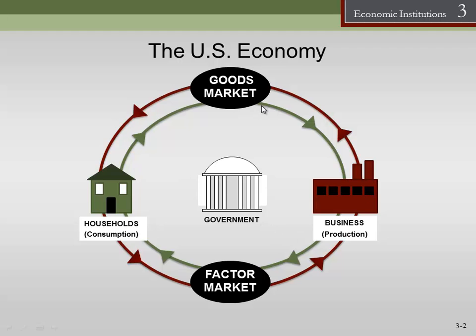The green line, though, you can almost think of that as the financial side of the economy. So you have money flowing from households into the goods market. We use that as a medium of exchange to businesses. Businesses use the money they earn in the goods market to hire and pay households who sell their factors in the factor market.